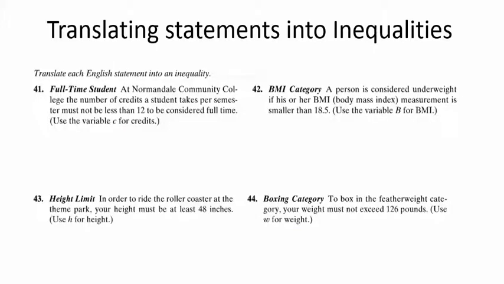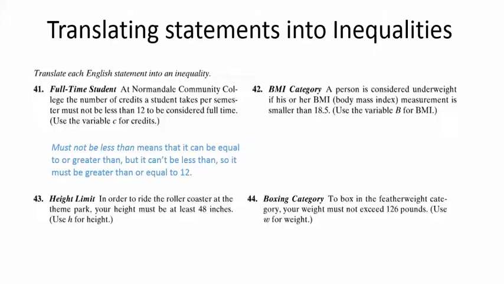All right, some more examples. If you feel confident, you can pause the video at any time, try them out, and turn the video back on to see whether you're on the right track. 41. At Normandale Community College, the number of credits a student takes per semester must not be less than 12 to be considered full-time. So I have a note here: must not be less than means that you can be equal to 12 or you can be greater than 12, but you can't be less than 12. So we would say that C must be greater than or equal to 12.